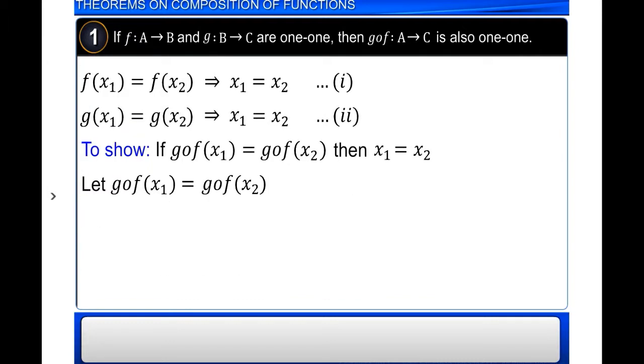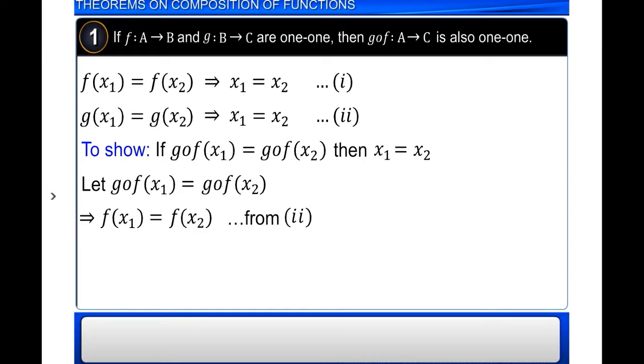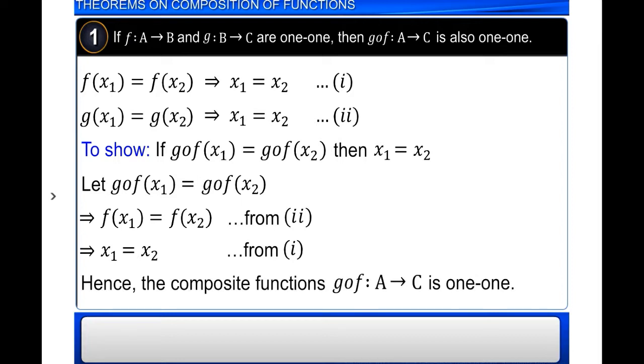By the definition of the composition of functions, g of f of x1 is equal to g of f of x2. From equation 2, this implies f of x1 is equal to f of x2. And from equation 1, this further implies that x1 is equal to x2. Hence, the composition of functions f and g from A to C is 1-1.